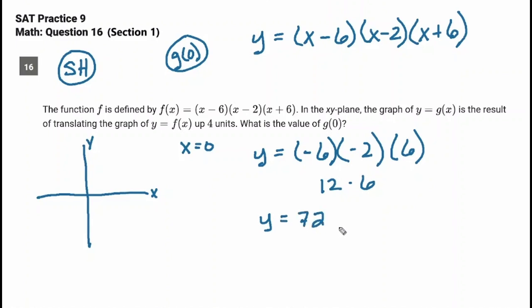And what do we want to do? We want to go up 4. So if we're going to go up 4 from 72, what's going to happen? We're going to be at 76. And that's it. That's the answer.